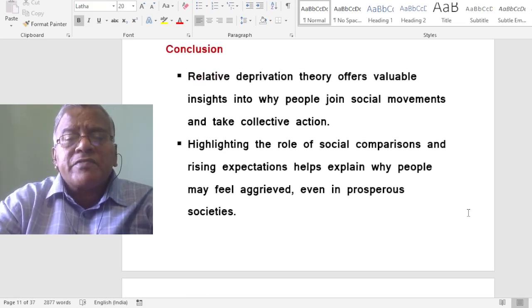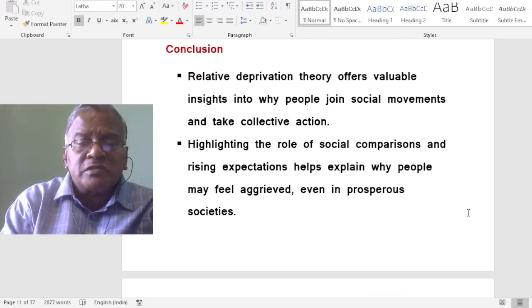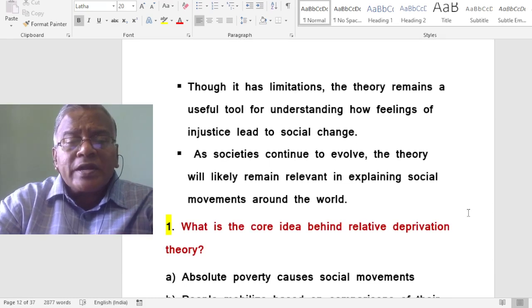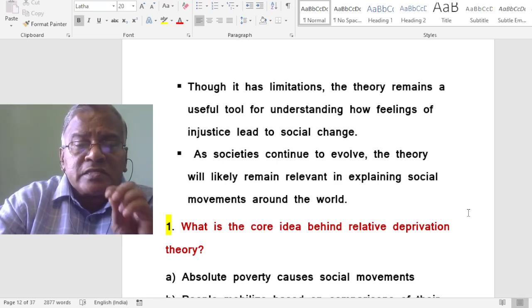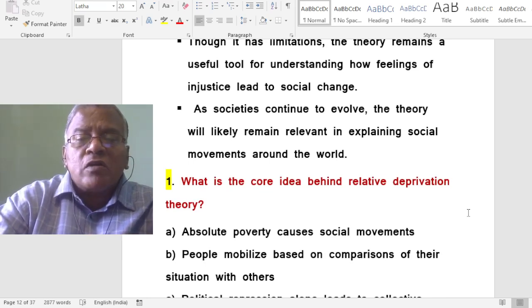Conclusion. Relative deprivation theory offers valuable insights into why people join social movements and take collective action. Highlighting the role of social comparisons and rising expectations helps explain why people may feel aggrieved even in prosperous societies. Though it has limitations, the theory remains a useful tool for understanding how feelings of injustice lead to social change. As societies continue to evolve, the theory will likely remain relevant in explaining social movements around the world.